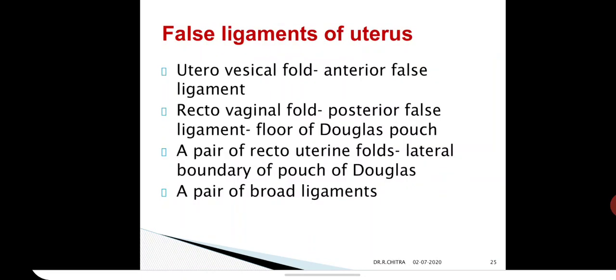False ligaments of the uterus: a pair of uterovesical folds called anterior false ligament, a pair of rectovaginal folds, posterior false ligament, a pair of rectouterine folds, that is the lateral boundary of the pouch of Douglas, and the important false ligament is the broad ligament. So this broad ligament contains so many structures and so many parts. It may be separately asked as a short note for you, but it is a false ligament.